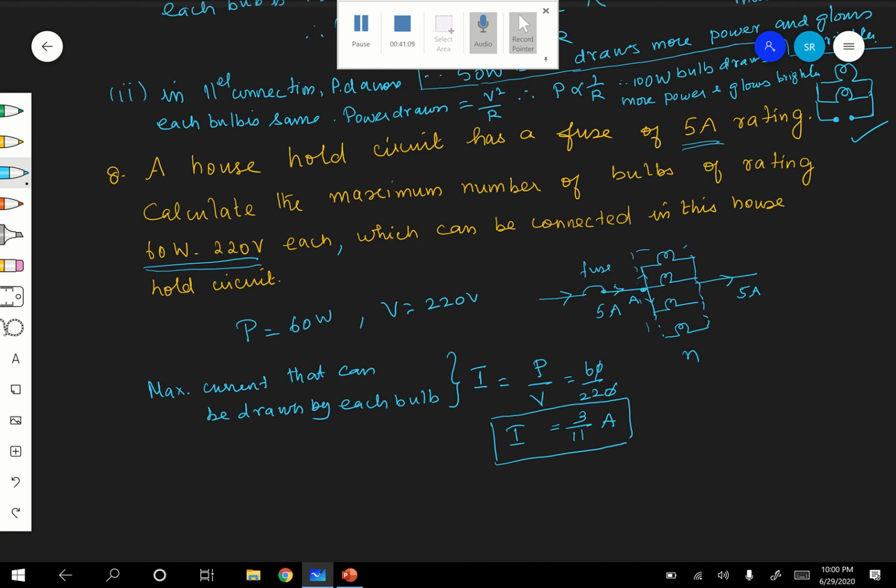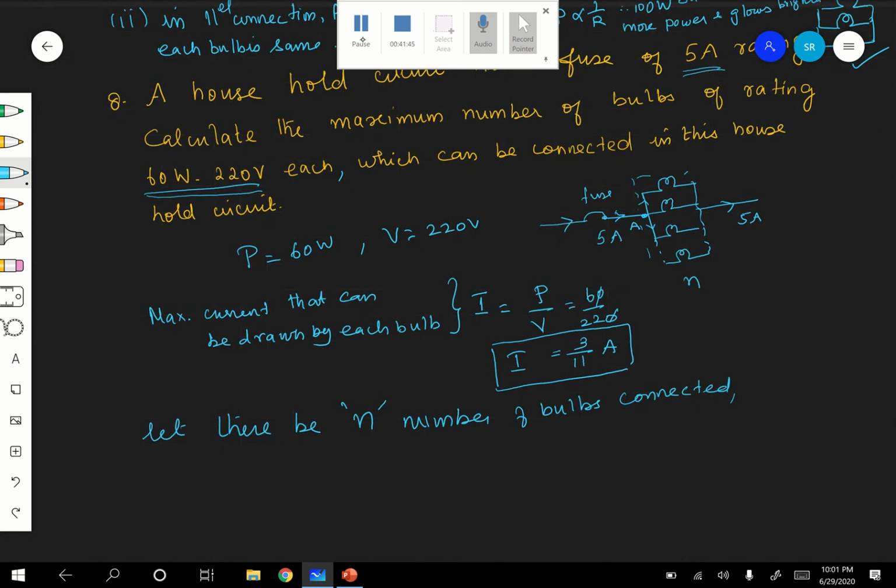Are you following? Therefore, let there be n number of bulbs. You have to find out how many can be connected. You see, calculate the maximum number of bulbs. Okay, let there be n number of bulbs connected in parallel. Of course, in a household it is nothing but parallel only, connected in the household circuit.